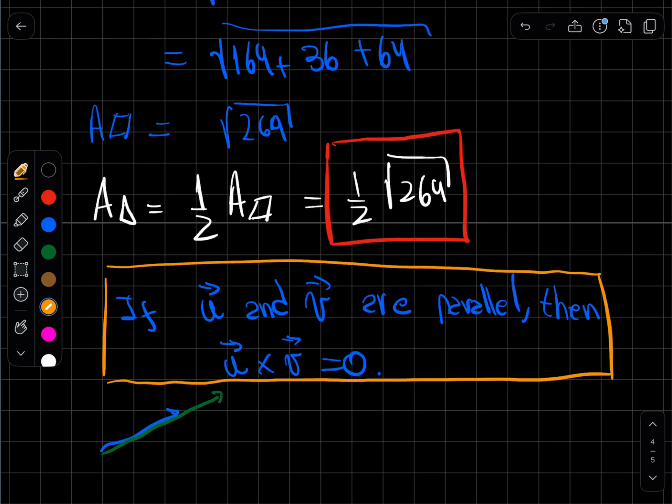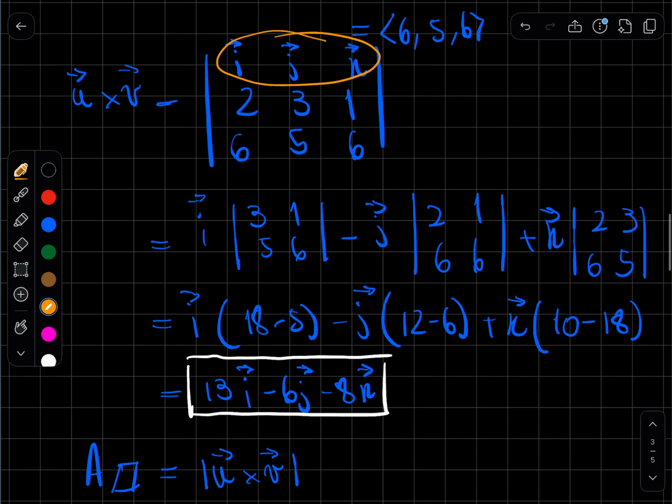If I ever ask you to check if a pair of vectors are parallel, perpendicular, or neither, you can check the perpendicular with the dot product. If it's zero, they're perpendicular. And you can check the parallel with the cross product if you want. And if it's zero, they're parallel, right? So it's sort of a more systematic way to do it.